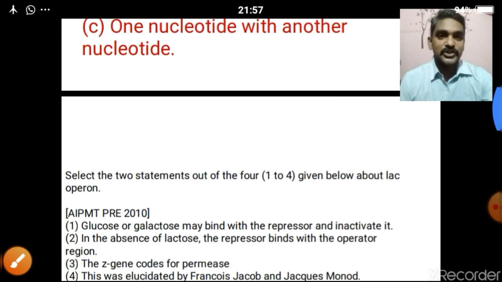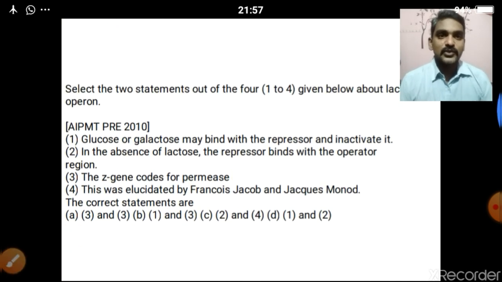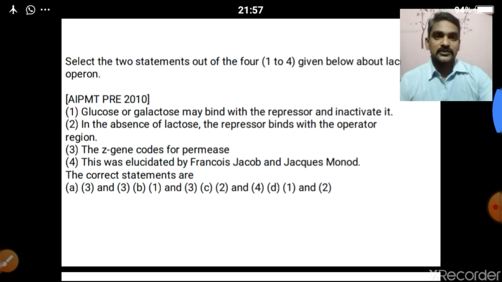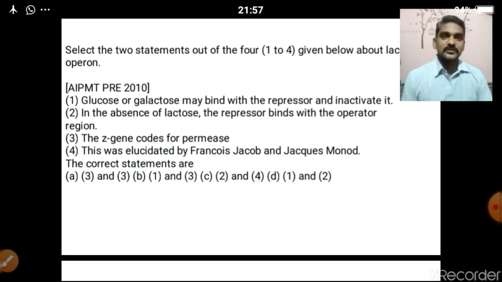Let's move to the next question. Cite the 2 statements out of the 4 given below about the lac operon. So you have to identify the answer from this.